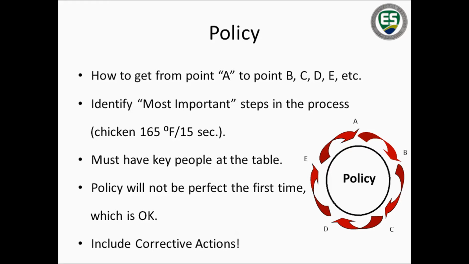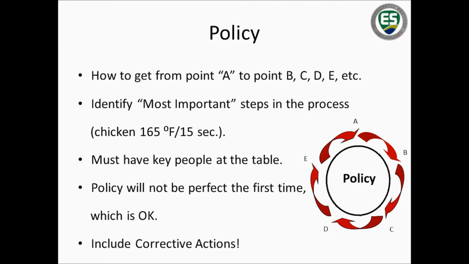And it's very important that if I'm coming up with a policy for cooking chicken, that somewhere in my policy there's a step that says that chicken is going to get to 165 degrees for 15 seconds to eliminate what? The bacteria, which is in this case salmonella. So somewhere in there we have to find out what is the most important step or steps and make sure that those are achieved, right?